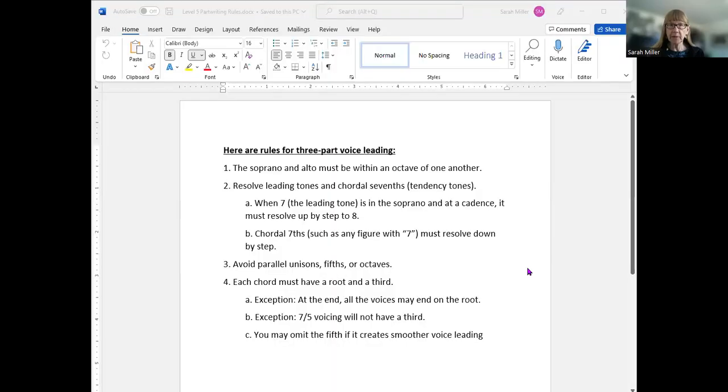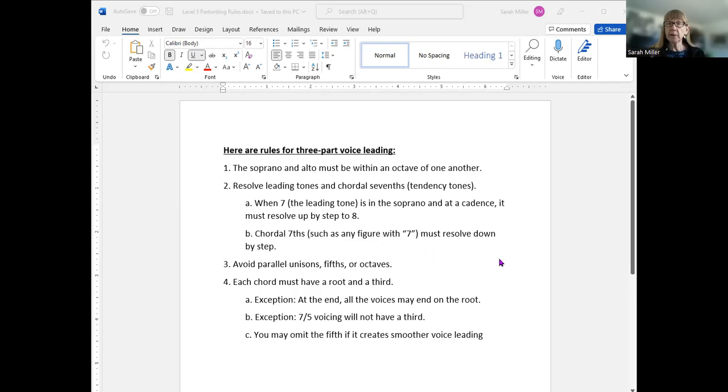So first off, rules for part writing, 3-voice part writing. The soprano and the bass will be given for the students already. And now the rules for the students to consider is that the alto and soprano have to be within an octave of each other. This is all in the workbook. Resolve leading tones go up. Chordal sevenths go down. They are called tendency tones because they tend to do this.